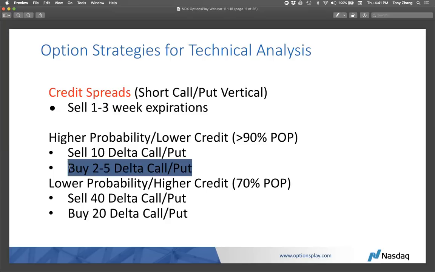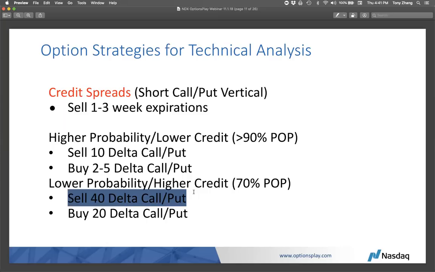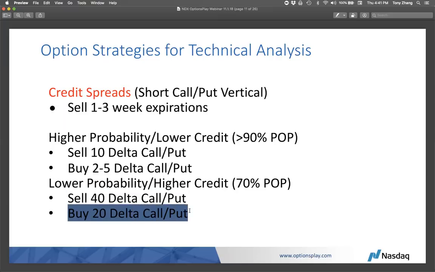In my opinion, a slightly better strategy to trade, but again, this is simply just my opinion, is to lower that probability a little bit and get a higher credit, which means that you have a much better balance between risk to reward. You're still going to be risking more than what you're going to be bringing in as a credit, but that ratio is going to be much better balanced where you're selling roughly a 40 delta call or a put, so a put or a call that's fairly close to the current price, and then you cap the risk on that by buying roughly a 20 delta call or put against that.